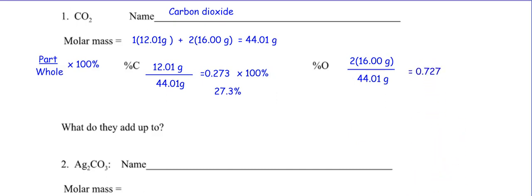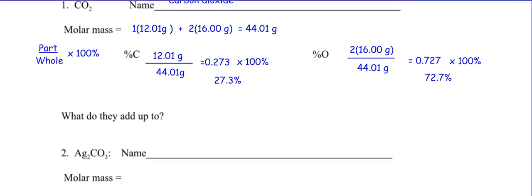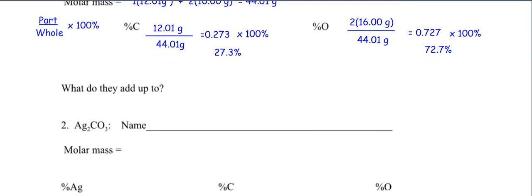I got 0.727. Don't forget, you have to times that by 100, so move your decimal place over 2. I got 72.7%. Now, this is really important. What do these numbers add up to?